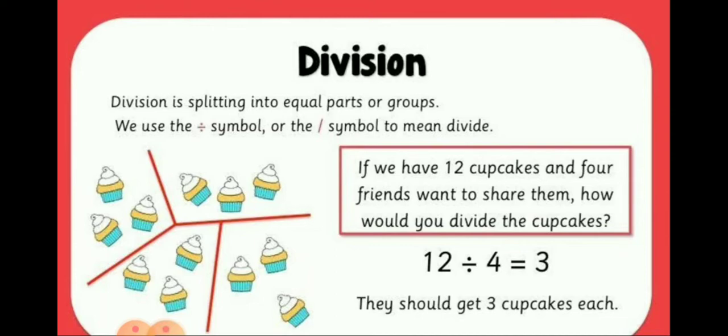Suppose we have 12 cupcakes and 4 friends want to share them. How would you divide the cupcakes? You are going to divide the cupcakes among 4 friends in equal quantity. So here you will divide 12 by 4 and you will come to know that when you give 3 cupcakes to each friend, they all get equal cupcakes and the 12 cupcakes are divided.